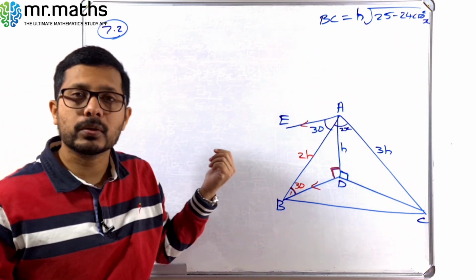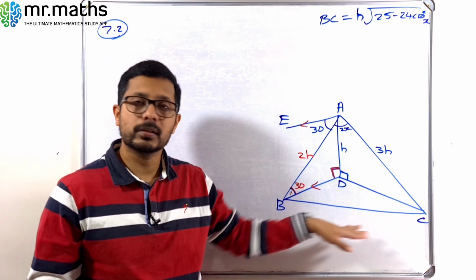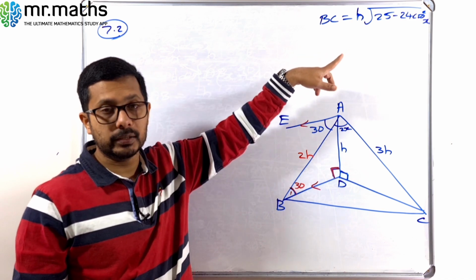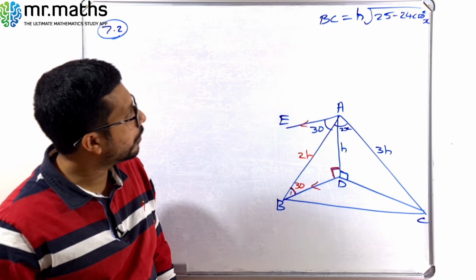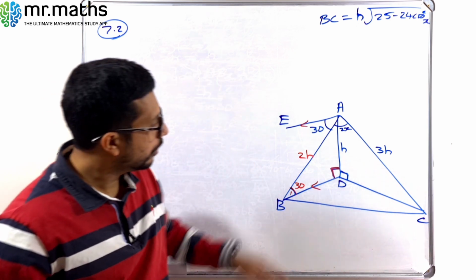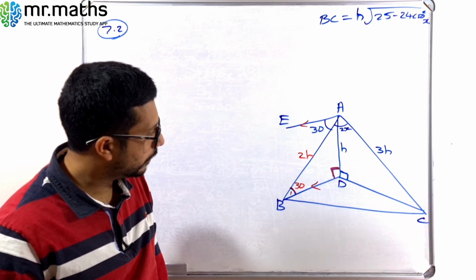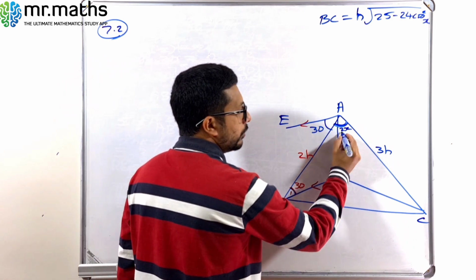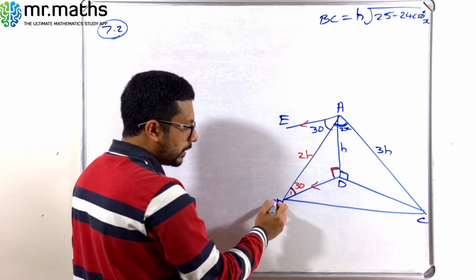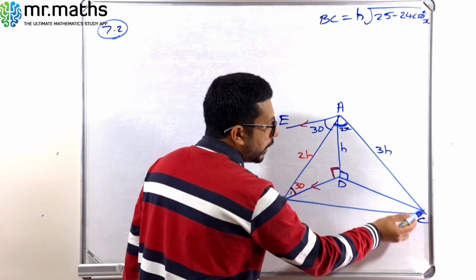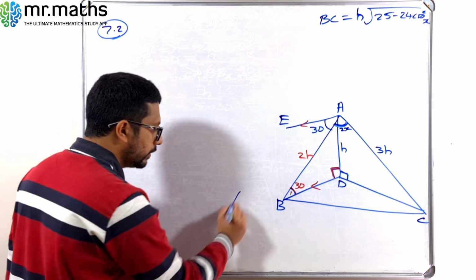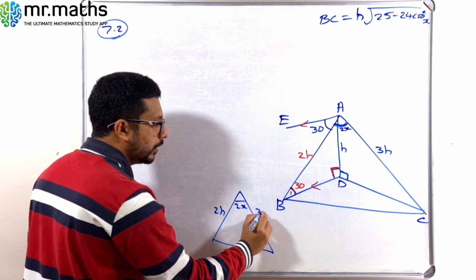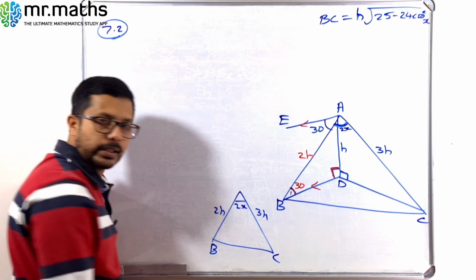Somewhere they applied the cosine rule, that's why cos squared x is coming in the answer. So look at how we can apply the cosine rule here. This angle is given as 2x, AB is 2h, and it is given that AC is 3h, and we have to find this BC.